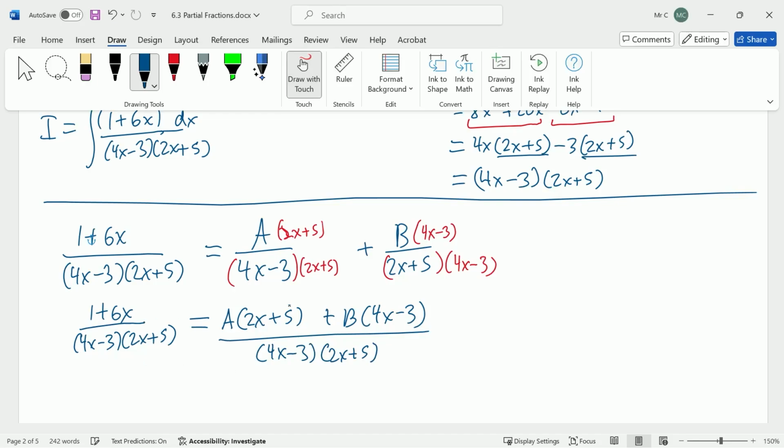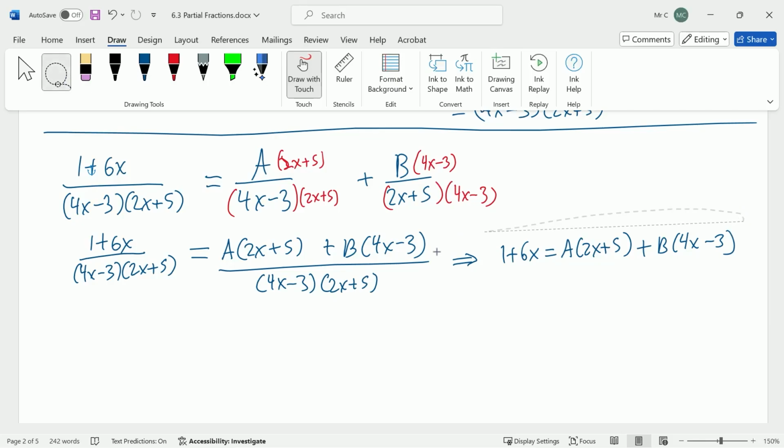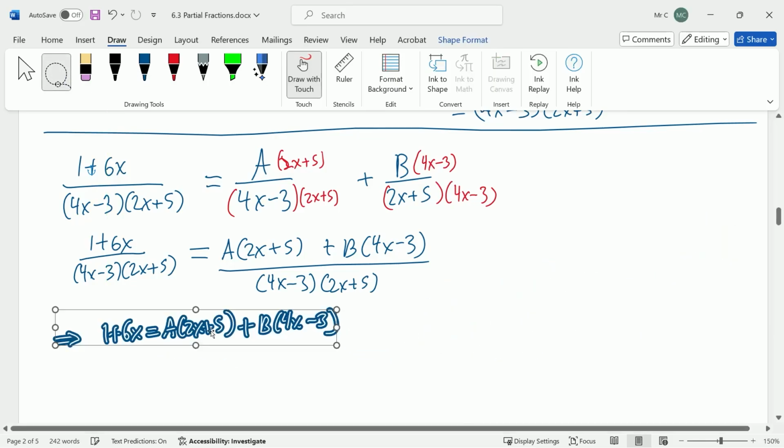Now, I'm usually going to skip this middle step because I know the whole reason I found these common denominators here, right? I multiplied by the missing factor in each term. And I did that because I wanted to cancel these denominators. Now that I've got both sides of the equation with the same denominators, I can cancel them. And so I can go now to saying 1 plus 6x is a times 2x plus 5 plus b times 4x minus 3. So I'm usually going to go straight past that middle step in the future. I'm going to go straight to this. Let me just move this over here.